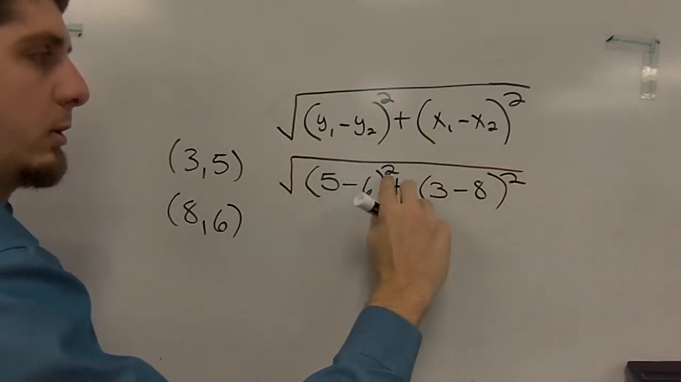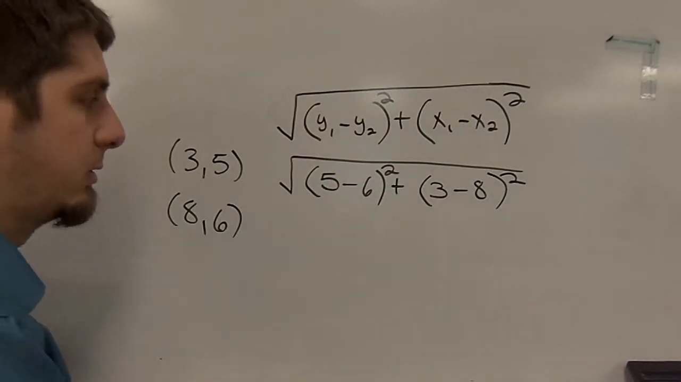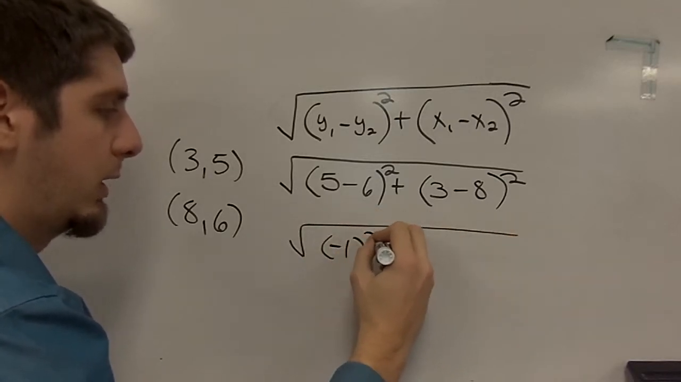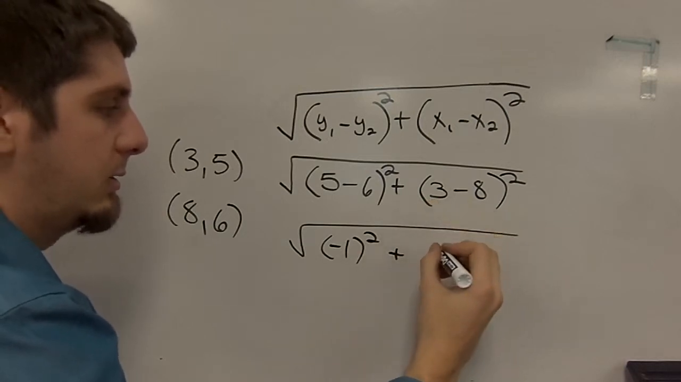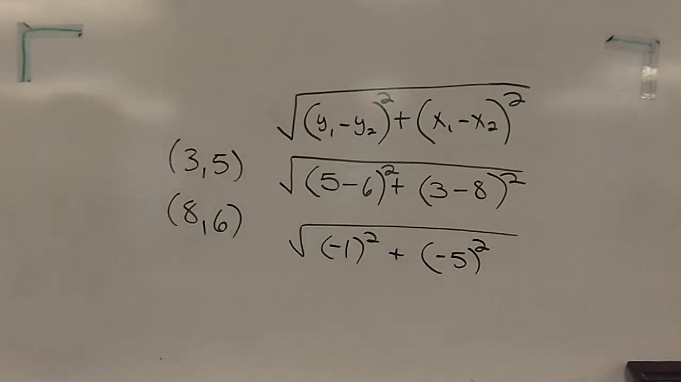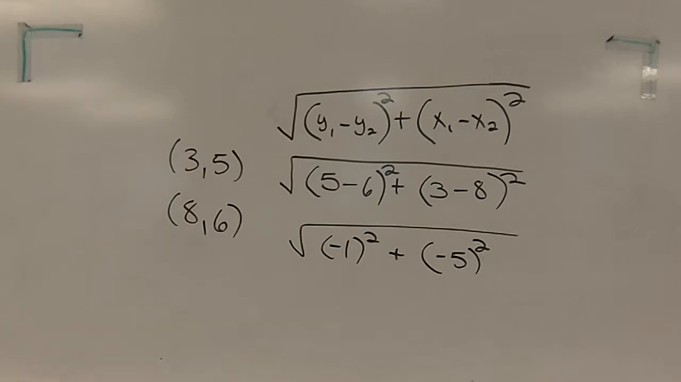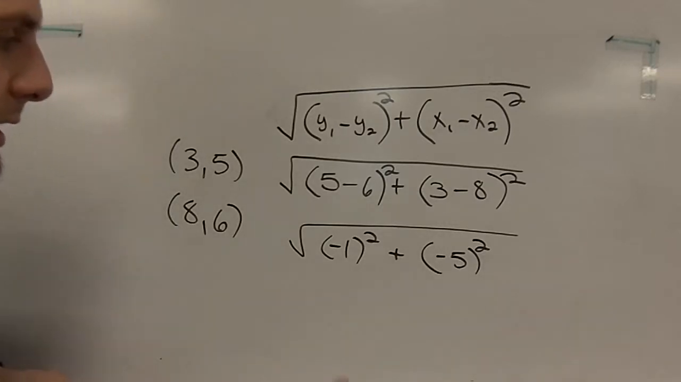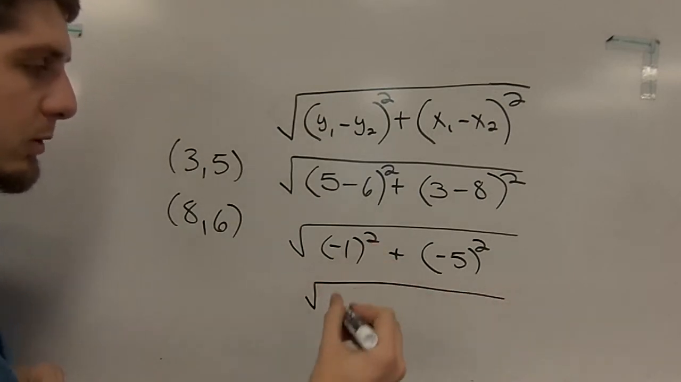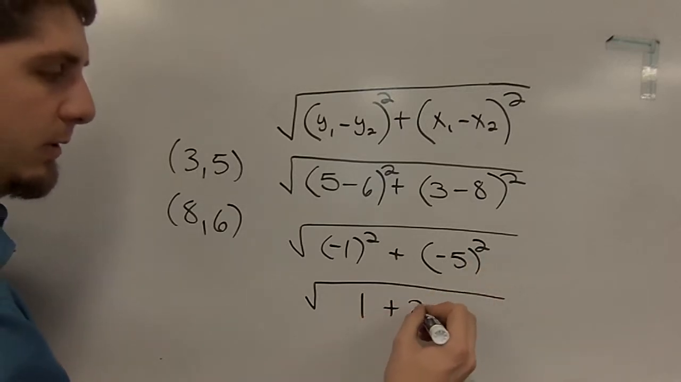Can't forget the little squares up here, because I'm going to have to square this information in a minute. 5 minus 6, negative 1 squared. 3 minus 8, negative 5 squared. Okay. So at this point, I need to square what's inside. Negative 1 squared is 1. Negative 5 squared is 25.